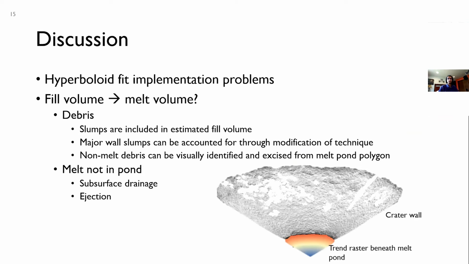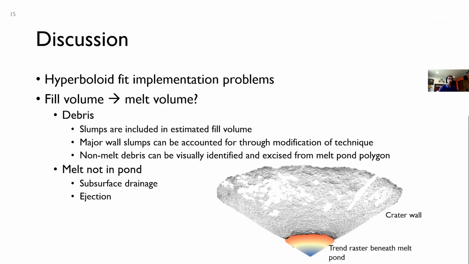So something to note is that the hyperboloid fit implementation in the code is subject to a couple troubles of its own. It is strangely incompatible with some high-resolution DEMs, such as NAC stereo pairs, which are what we really need in order to apply this technique to smaller craters, to craters smaller than 5 kilometers in diameter. And so that limits our data at that scale.